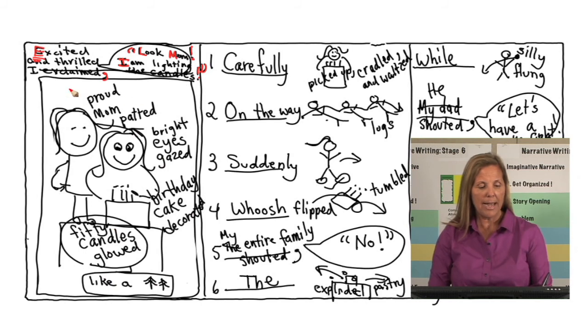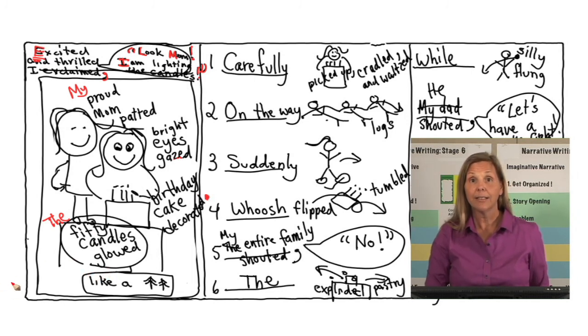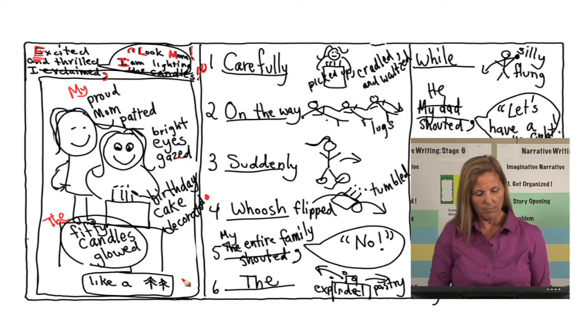My proud mom patted me on the back. Ooh, I think I'm going to put the word my there to remember that. As my bright eyes gazed at my dad's birthday cake decorated with colorful frosting. So I'm going to put a period here. I know that that's turning into a sentence. The 50 candles, I'll put the word the there. The 50 candles glowed so brightly it looked like there was a forest fire in the kitchen. So I'll put a period there. So I'm going through and I'm adding my capitals, my starter words. I have that all done.